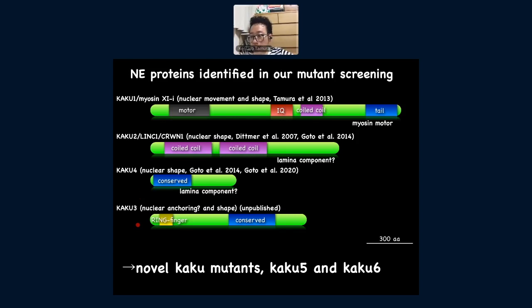Kaku3, which has not yet been published, is a nucleoporin, a component of the nuclear pore complex. Interestingly, this protein is required for nuclear anchoring at a particular cell position against the flow of cytoplasmic streaming. Today, I would like to talk about new nuclear mutants, Kaku5 and Kaku6.